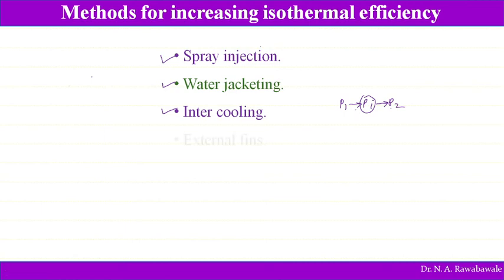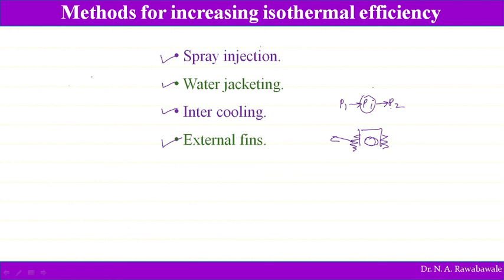Another method is that external fins are provided. If this is the cylinder, then on the surface of the cylinder, fins are provided to dissipate heat to the atmosphere, so that the temperature in the compressor cylinder is reduced, and reduced temperature reduces the work required for the compression process. These are the four methods to improve the isothermal efficiency of a compressor.